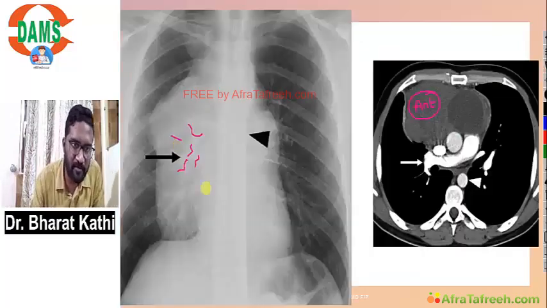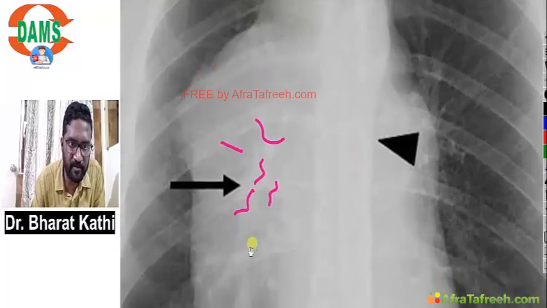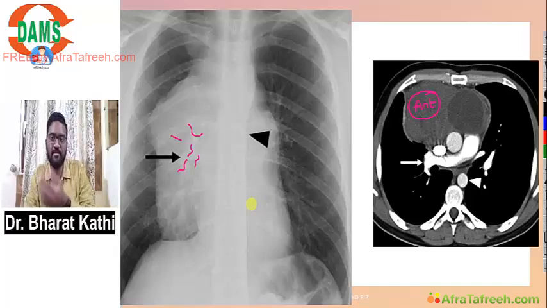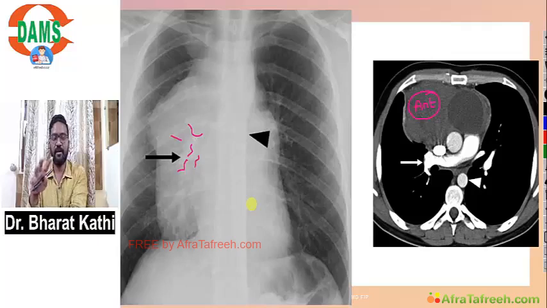So here, because we are able to see the vascular branches through the opacity, it means it must be either anterior or posterior. When we did a CT scan, it was found to be anterior. So this is the hilum overlay sign. In simple words, if there is an opacity at the hilum and you are able to see vascularity properly, it means the opacity is not at the hilum. It is either anterior or posterior to hilum.